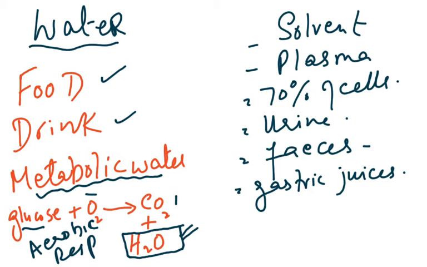Why do we need water? What is the dietary importance? It's a solvent. We need to transport glucose and amino acids in the blood, and that is present in the plasma. So it's a solvent for all these nutrients. Then 70% of the cell is water. Then urine: in order to remove the urea, it has to be passed out as urine. It can't be passed out as a solid. It has to be passed out in a liquid state. So the urine contains a lot of water. Feces contain a little bit of water. Then all your gastric juices have a lot of water.